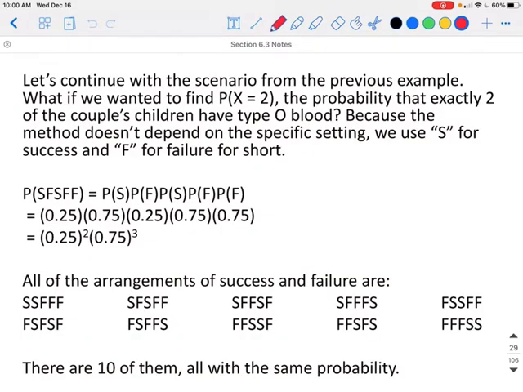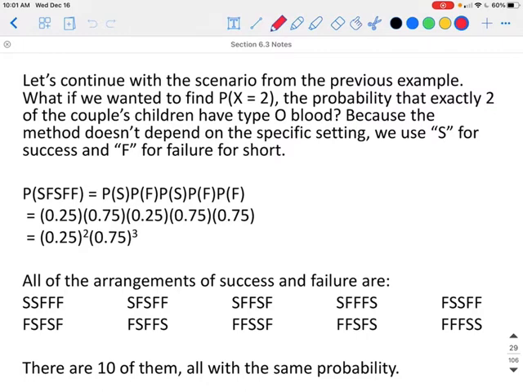Now let's continue with a scenario, but this time we're going to look for 2 children that have type O blood, and exactly 2 children. So it could be the first 2 children, it could be the 1st and the 3rd, the 1st and the 4th, the 1st and the 5th, it could be the 2nd and the 3rd. There's a bunch of different combinations.